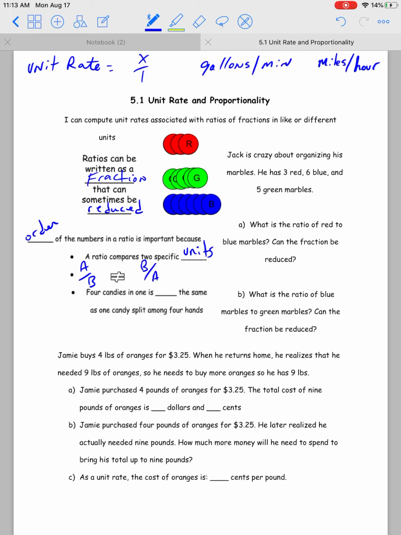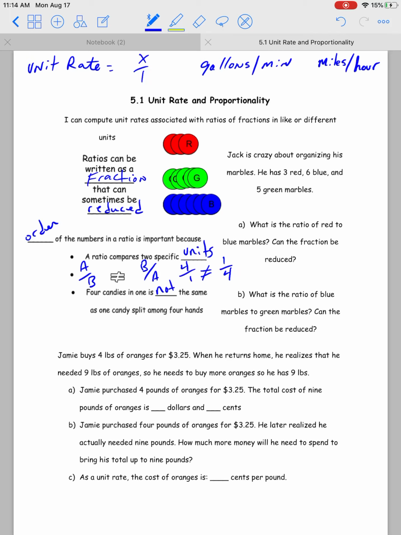What I mean is this. Think of miles per hour. Say we have 4 miles per 1 hour. That is not equal to 1 mile for 4 hours. Okay? So those don't equal each other. 4 candies in 1 unit is not the same as 1 candy split among 4 hands.